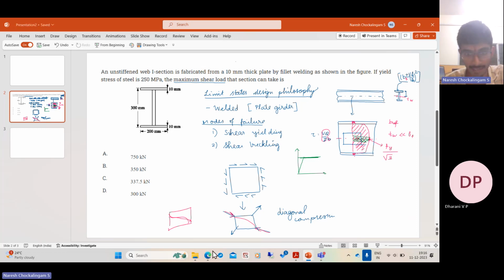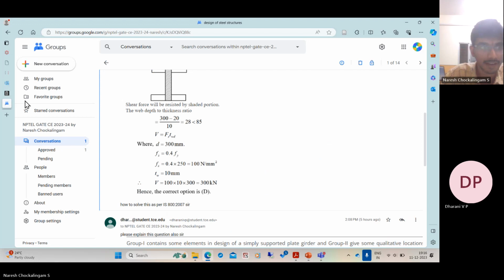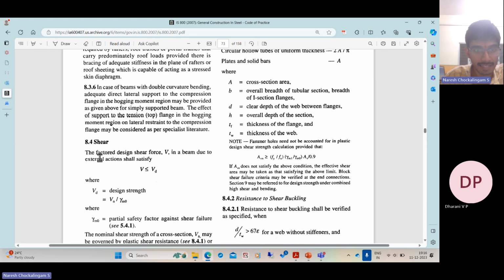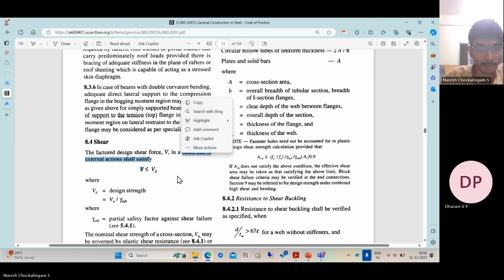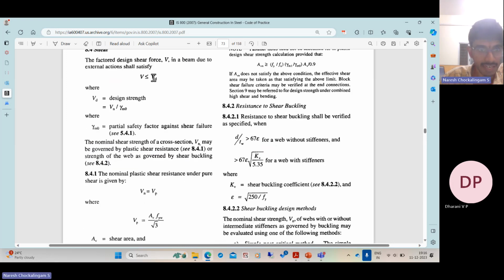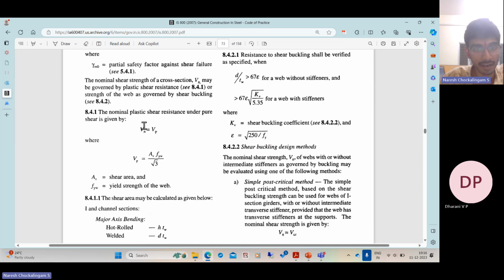And referring to IS 800 2007, it says the factored shear force is given by this. So the factored shear force should be less than or equal to the design strength. VD is nothing but the nominal shear strength divided by the partial safety factor for the material, and that is 1.1 that you know. Vn can be governed by yielding or it can be governed by buckling.